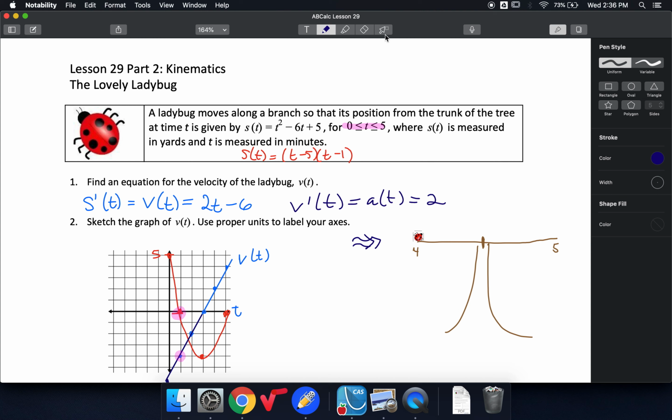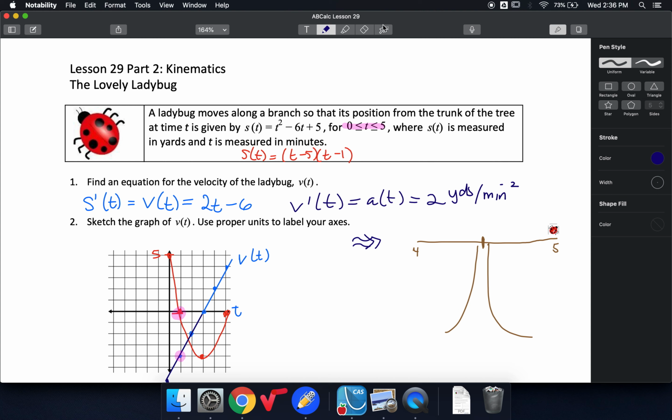So if you think about this, it's a constant 2. And let me be thorough and add in my units. So that's yards per minute per minute. So yards per minute squared. It's how my velocity is changing every minute.